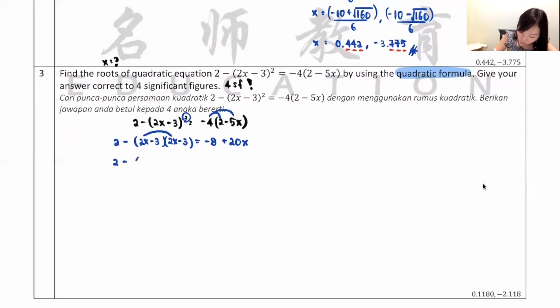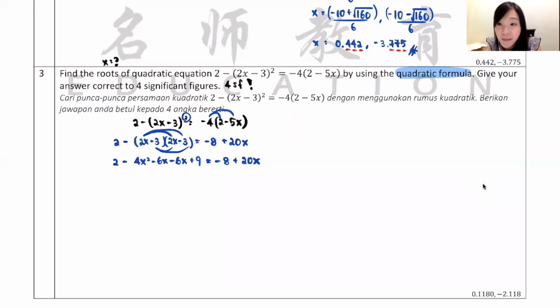So 2 times 2, 4x squared. 2x times negative 3, negative 6x. Negative 3 times 2x, negative 6x. Negative 3 times negative 3, isn't it positive 9? Equals to this. Hey guys, any mistake I made? Very good.